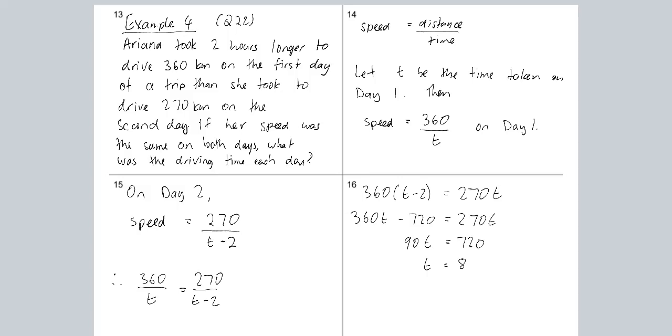So I think that's 8. Oh yeah, hours, that's right, it's not speed, it's hours. Okay, so t equals 8, i.e. she travelled 8 hours on day 1 and she travelled 6 hours on day 2. Done.